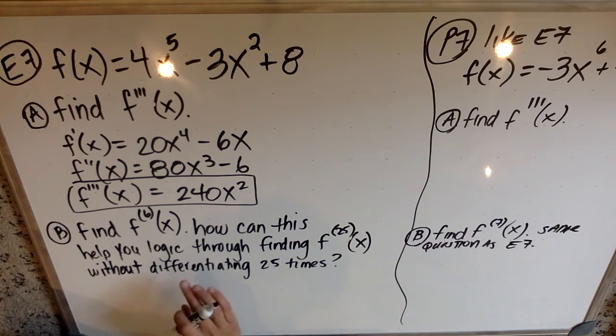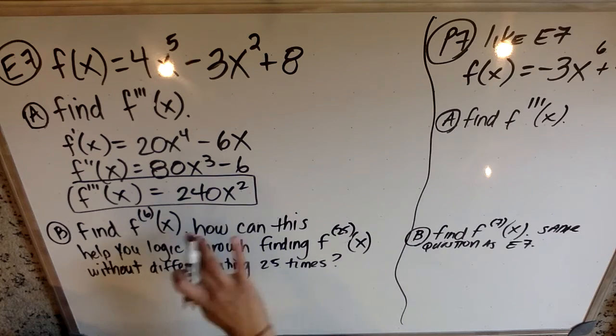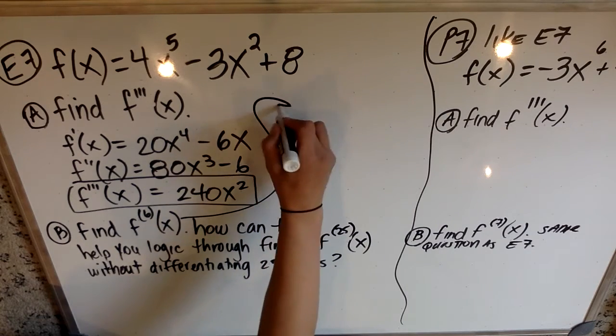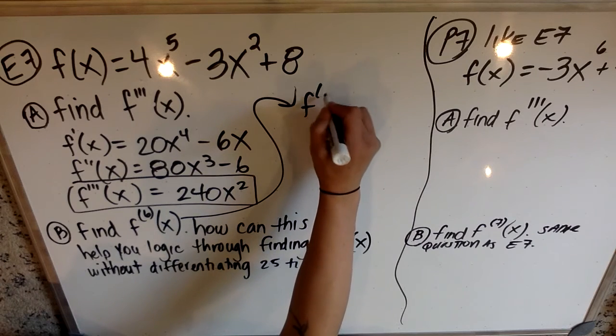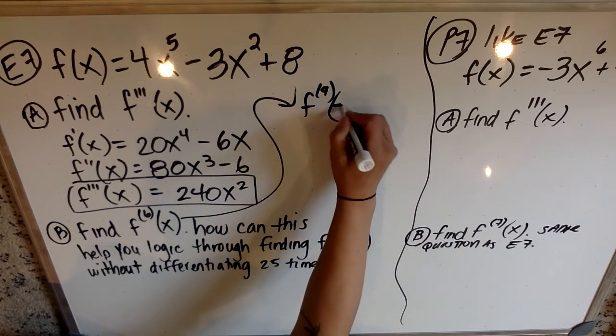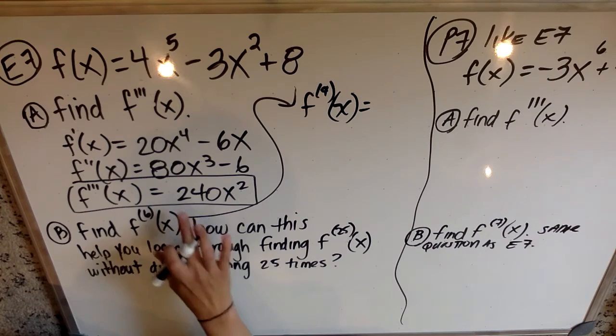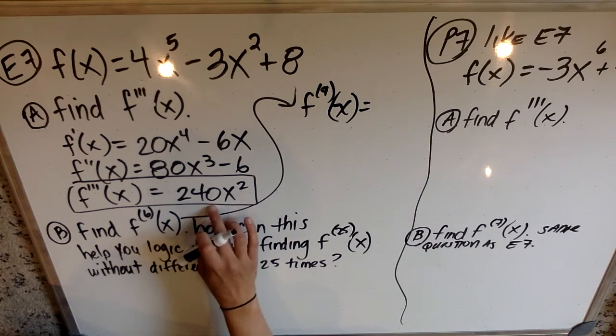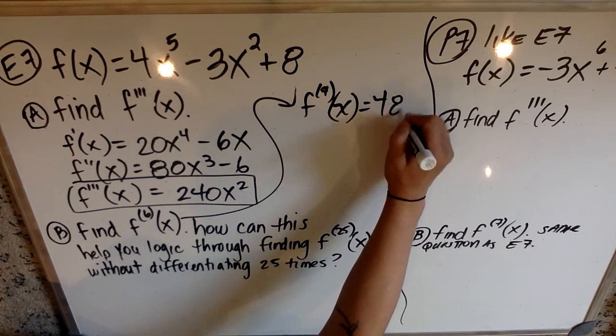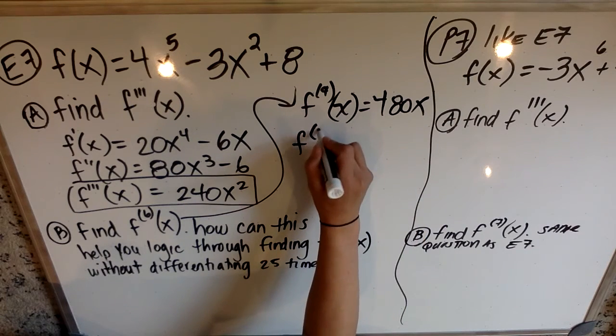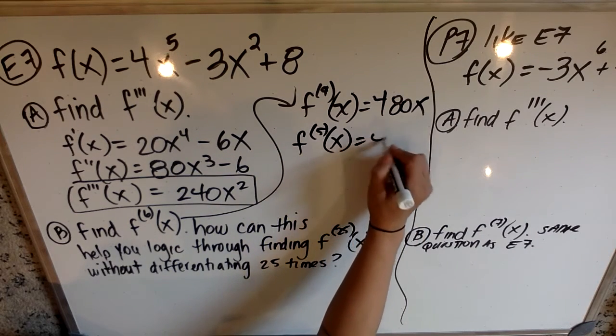Now, in part B, I ask you to find the sixth derivative of f, which is f^(6) of x. And then I ask, how can this help you logic through finding the 25th derivative of f of x without actually differentiating 25 times? So I'm actually going to do the work for this guy up here because I already did the third derivative. So my fourth derivative of f of x is going to be a 480, right, times x. So 480 times x. And my fifth derivative is going to be just the 480.